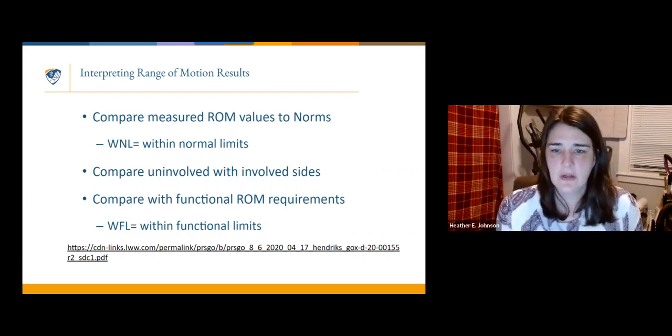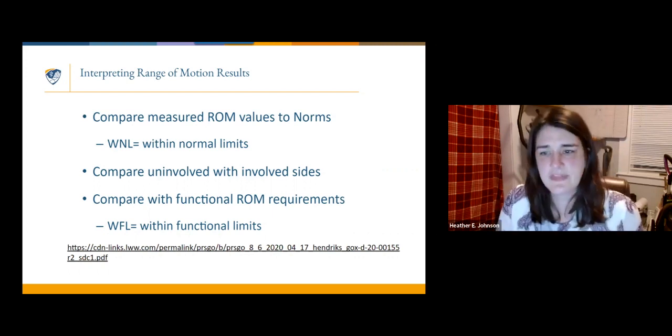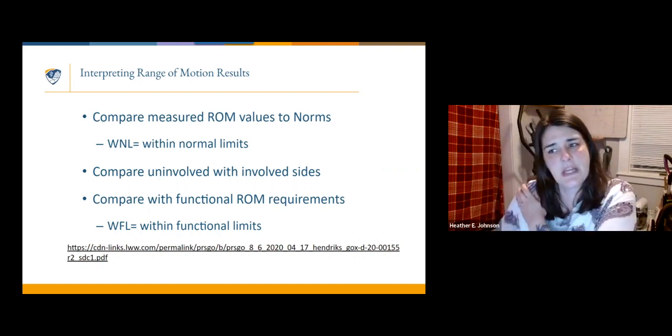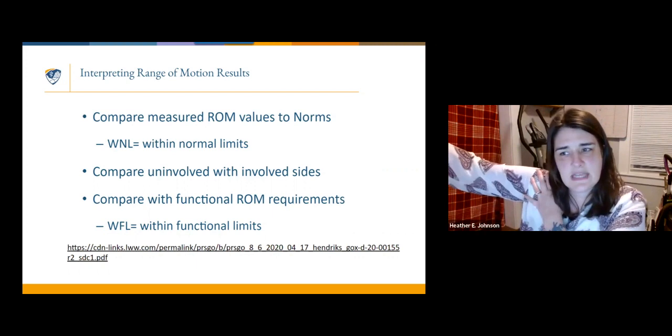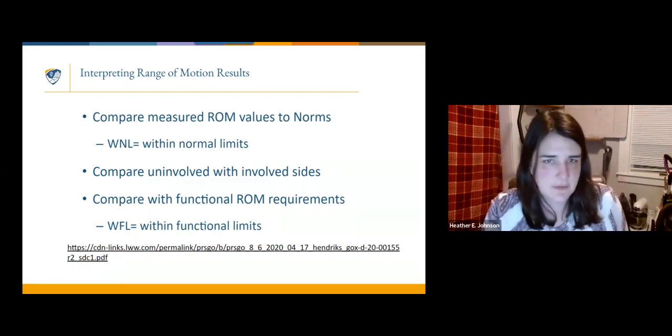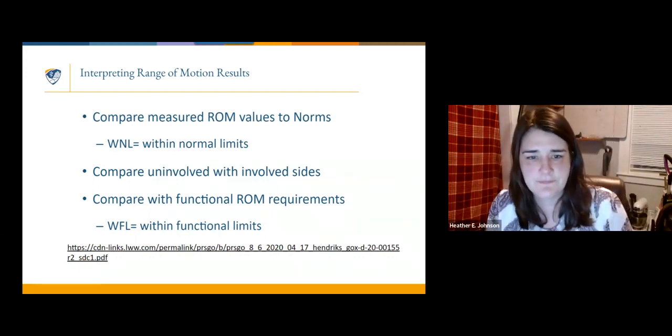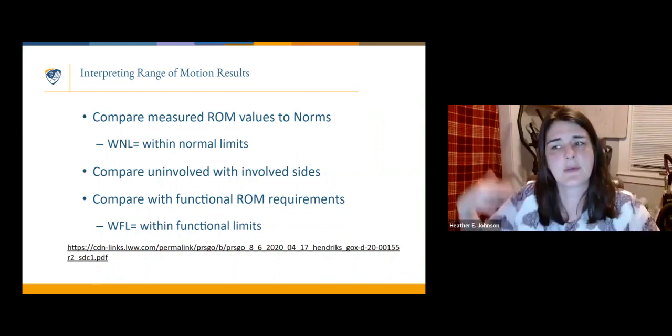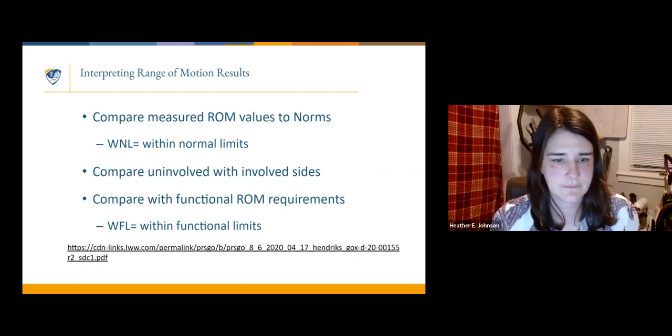You could compare an uninvolved joint with the involved joint. So let's say someone had a shoulder replacement surgery. You can measure the range of motion on the side with the surgery, provided you have permission from the doctor, and then compare with the uninvolved side to see how they're progressing with their recovery.